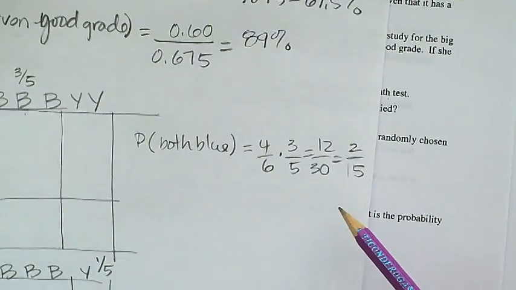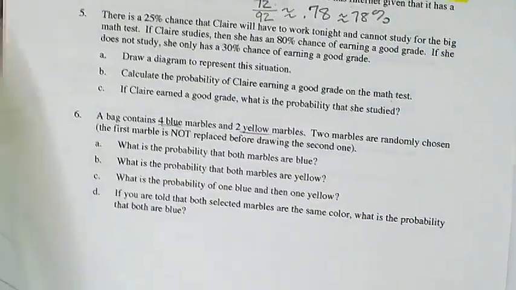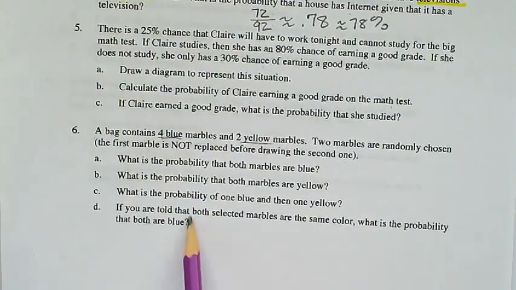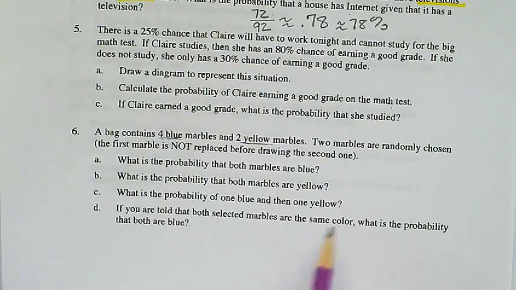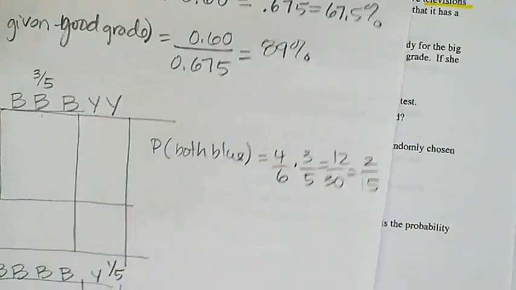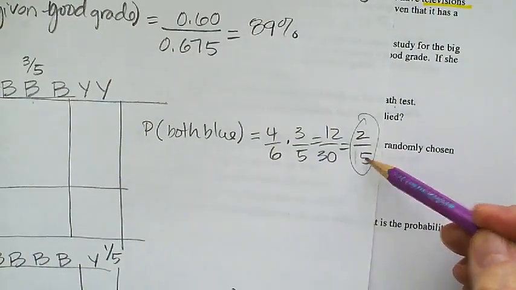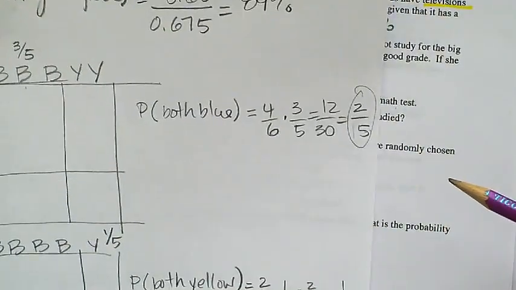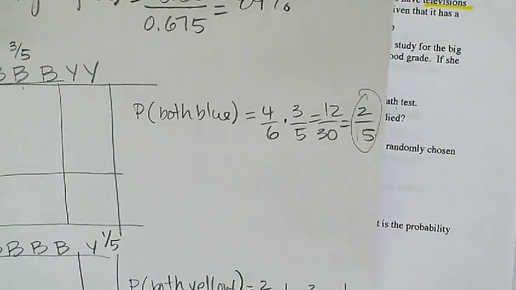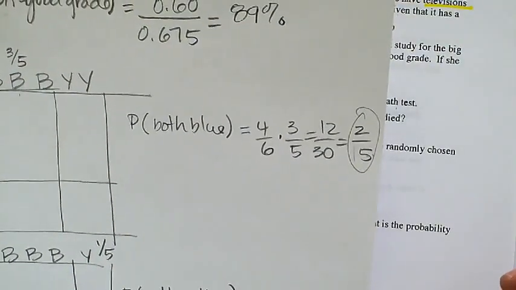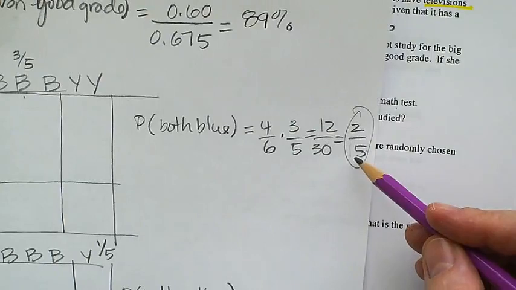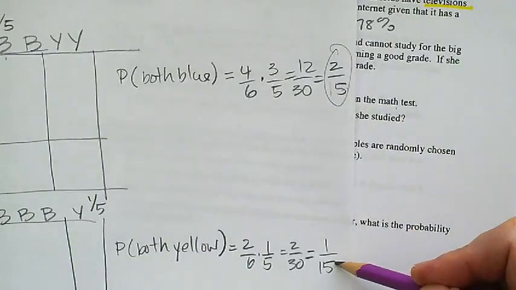Okay, so if you're told that both are the same color, what's the probability that both are blue? Well, the probability that both are blue is 2 out of 5. Sorry about that, that should be a 5. And given that they're both the same color, that was 2 out of 5 and 1 out of 15.